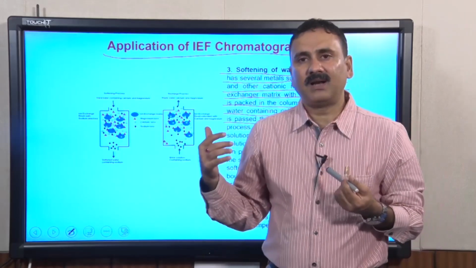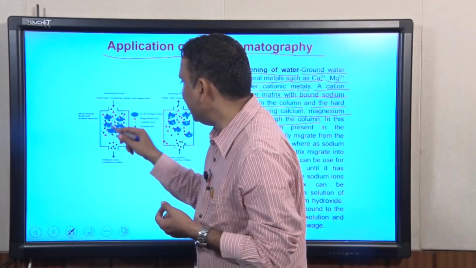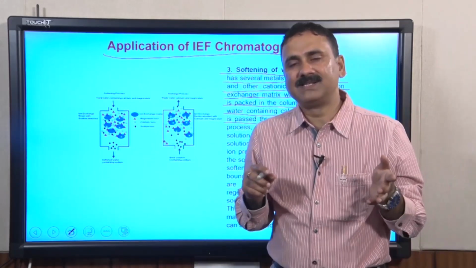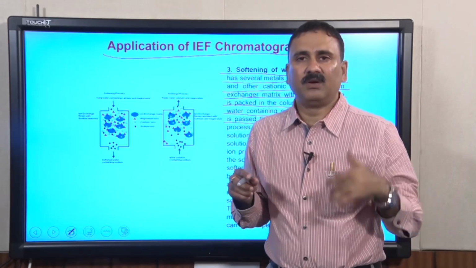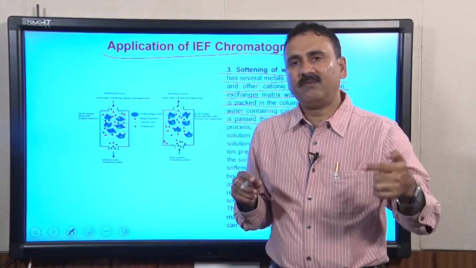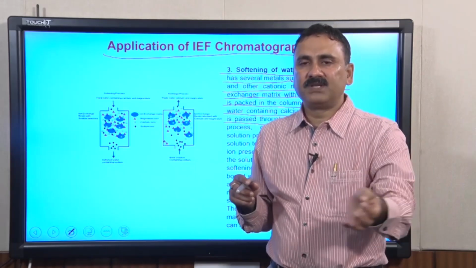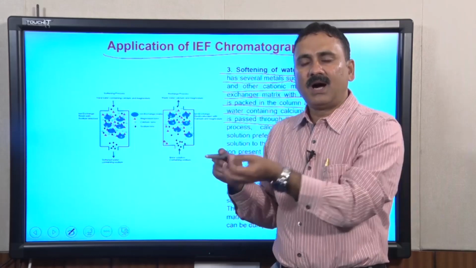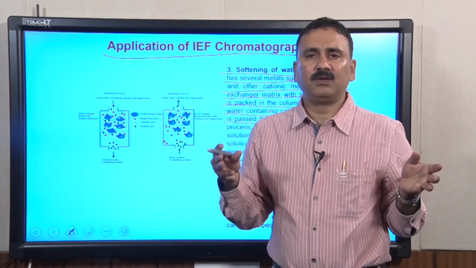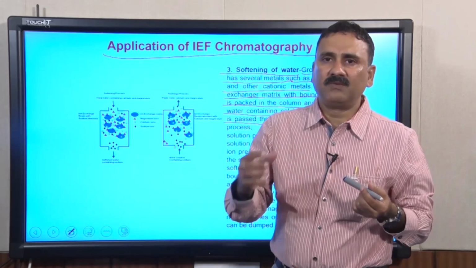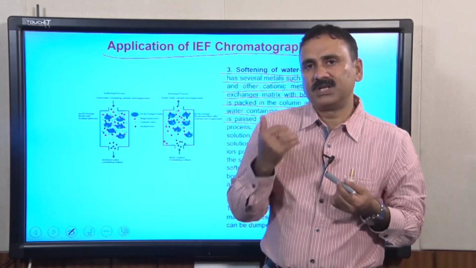So, all these heavy metals have positive charges, and they are going to replace the sodium which is bound to the beads, and the sodium is going to be removed from the column on a daily basis. As long as you are purifying the water, the metals bind to the column, and the sodium coming out of these cartridges gets mixed into the water. But this is going to be exhausted after some time, because the amount of bound sodium is limited. So, after that you have to do a regeneration step.